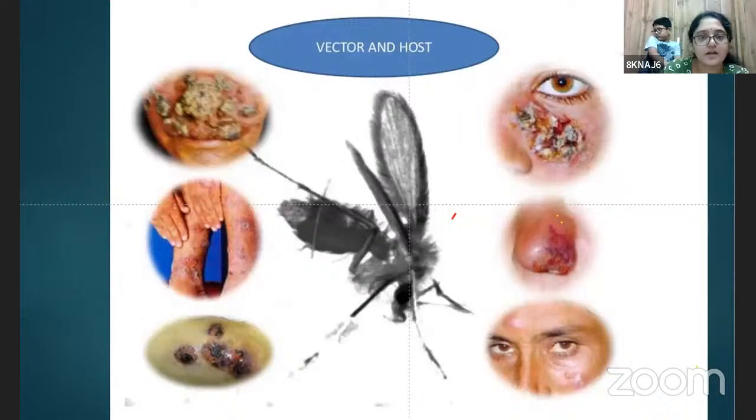Kala Azar has been a problem especially in parts of Assam, West Bengal, Bihar, the eastern districts of UP, Tripura, then Orissa, especially in India. They live in the endothelial cells.